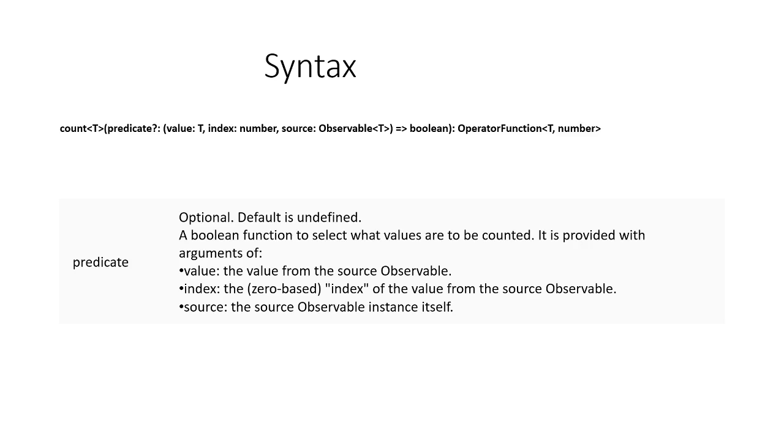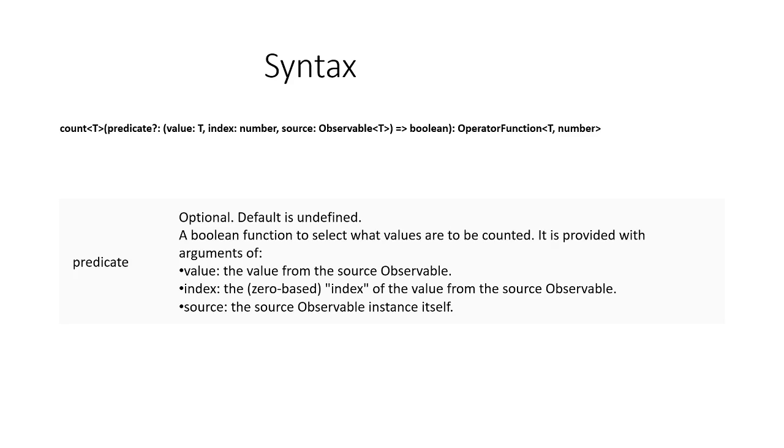Count is a generic function, and it takes a predicate which is optional. If we don't provide the predicate, it will simply give the count of how many values there are. The predicate defines what values are to be selected in the count. If I want to select only prime numbers or even numbers, we can do it by using this predicate. This predicate takes three arguments.